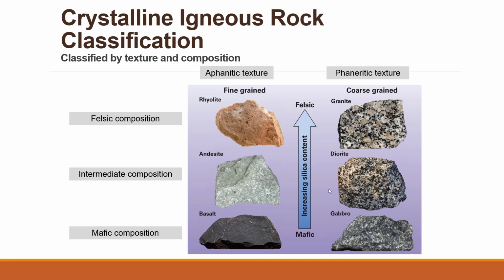So for the felsic composition, the aphanitic rocks would be rhyolite, the phaneritic rocks would be granite. For intermediate composition, the aphanitic rocks would be andesite, the phaneritic rock would be diorite. And then for mafic, the aphanitic rock would be basalt, and the phaneritic rock would be gabbro. There is an ultramafic rock that the phaneritic is called peridotite. The aphanitic is komatiite, which is no longer seen at the Earth's surface.